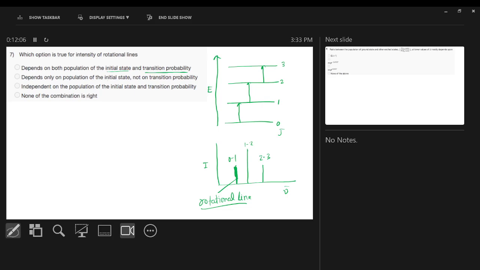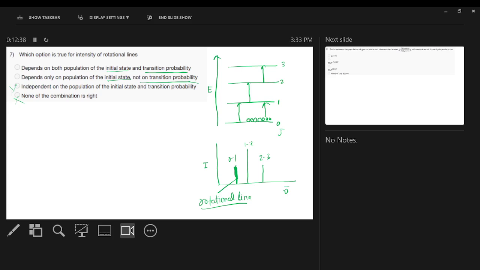The second option says it depends on the initial state and not on transition probability, and another says it is independent of population. That is wrong. Let's try to understand that. If we have a higher number of molecules here, that is a higher population, then we will have a higher number of transitions. In that case, we will have higher intensity. So definitely it will depend on population.